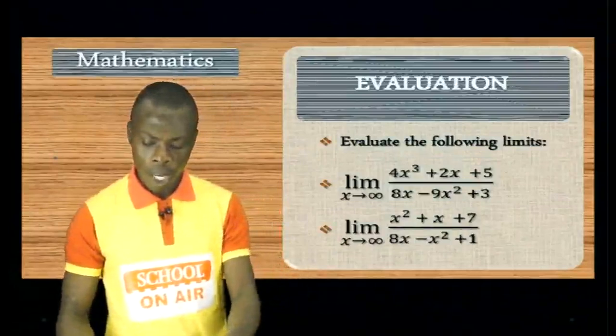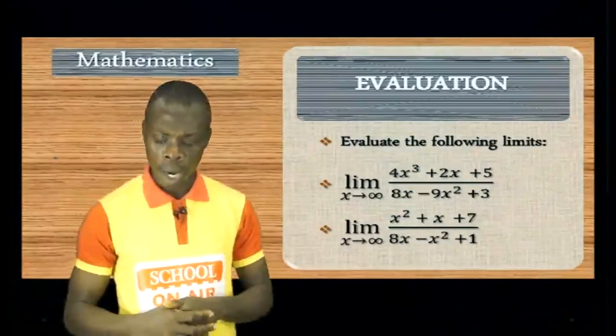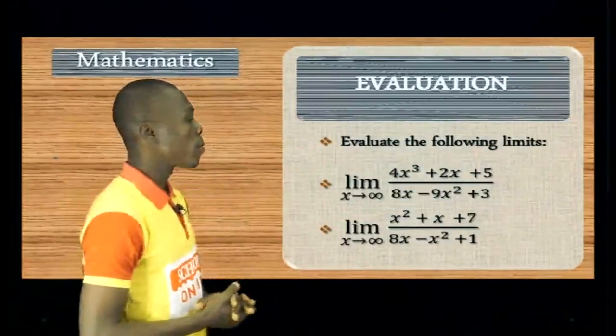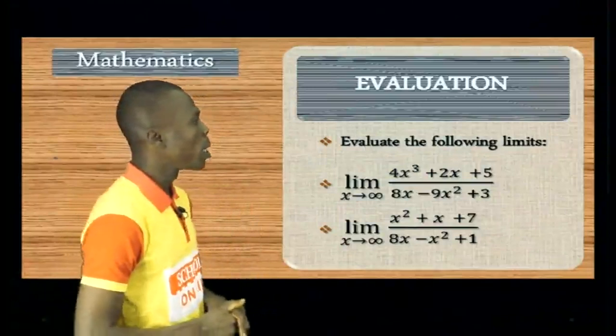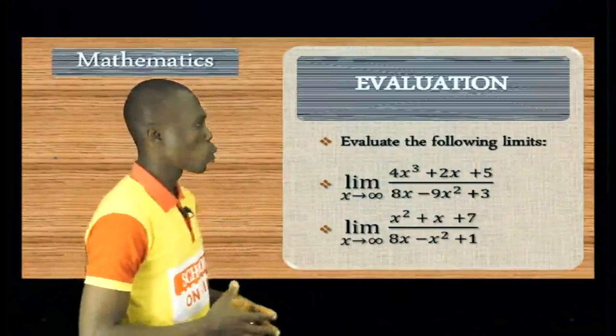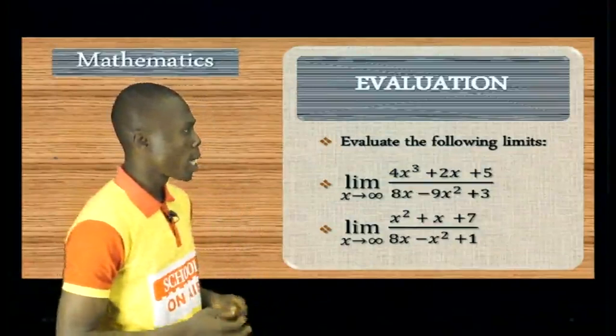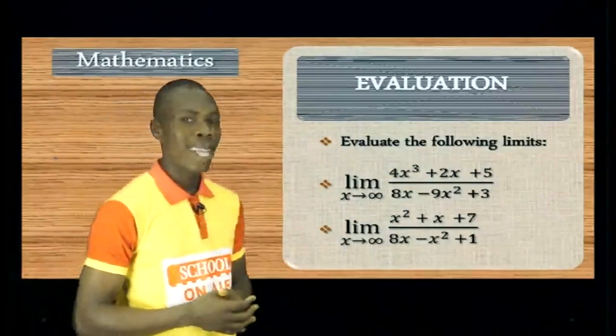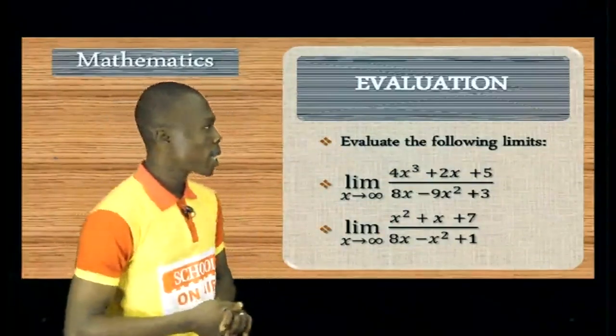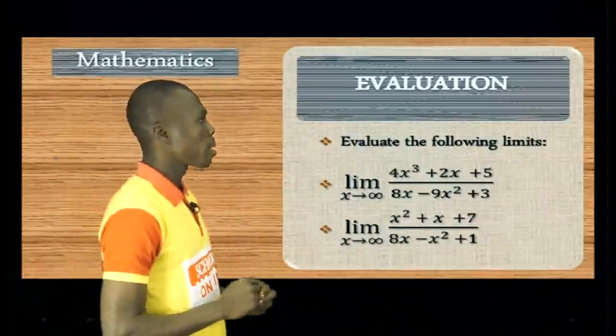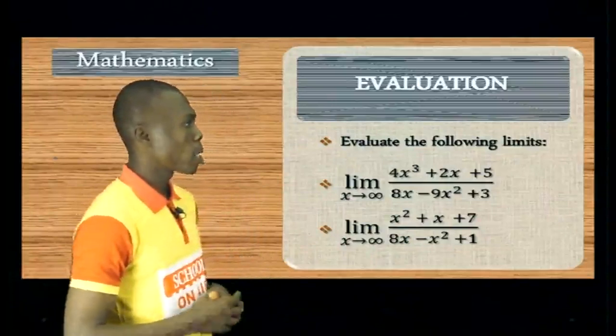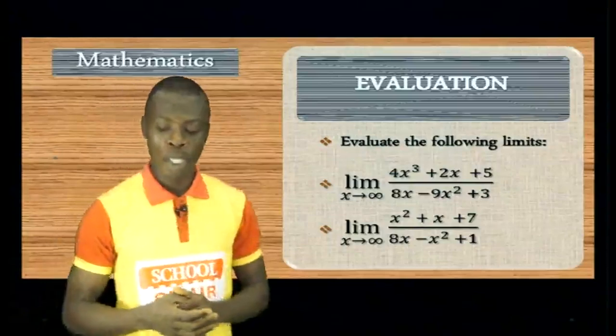But before we go today, why don't you try and lay your hands on this one? Evaluate the following limit: the limit of 4x cubed plus 2x plus 5 over 8x minus 9x squared plus 3 as x approaches infinity. And then the second one, x squared plus x plus 7 over 8x minus x squared plus 1 as x approaches infinity.